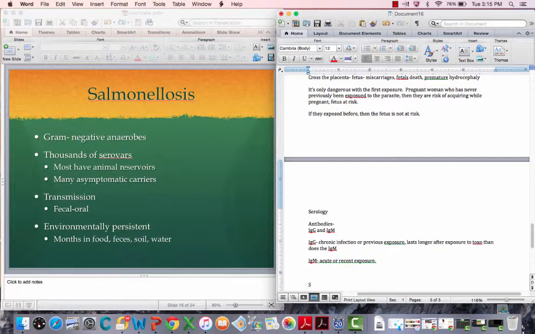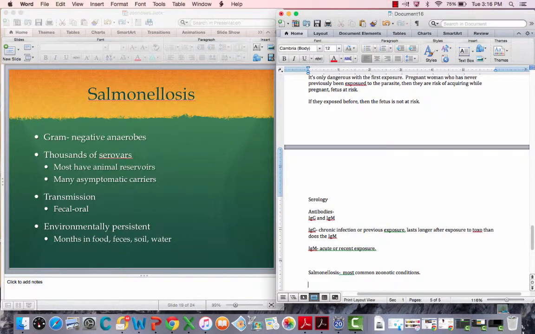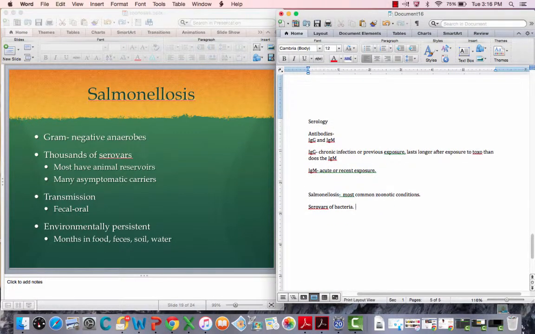The last one we're going to discuss is salmonella, which is probably one of the most common zoonotic conditions that you will run across. What's interesting about salmonella is there are so many different variants or serovars of this bacteria. A lot of them have animal reservoirs. Some of the serovars result in what are called asymptomatic carrier states. These are individuals that have no symptoms but can pass along the disease.